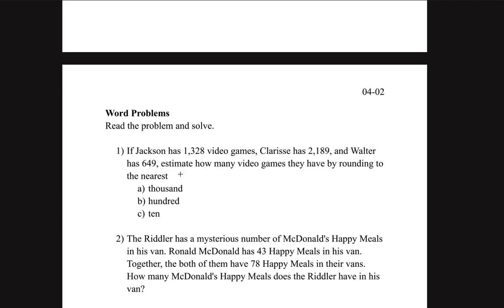Okay, let's first round to the nearest thousands. So let's say 1,000, since Jackson has 1,328, that rounds to 1,000. Clarice has 2,189. We round to 2,000. And then Walter has 649, so it'll be 1,000 again. We combine those and we get 4,000 video games in total. That's a lot of video games.